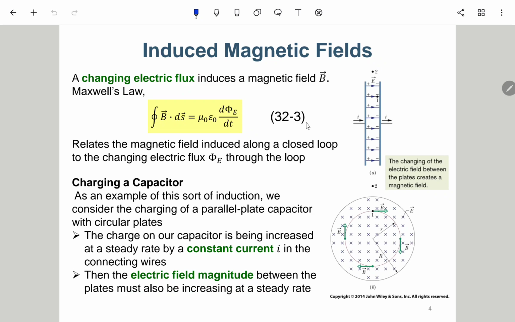Next is the induced magnetic field. In chapter 30, we have already learned the induced E field, which is the induced EMF. If we have a changing magnetic flux, it will generate an induced E field or induced current. Here we also have, if we have a changing electric flux, it will also generate a B field.